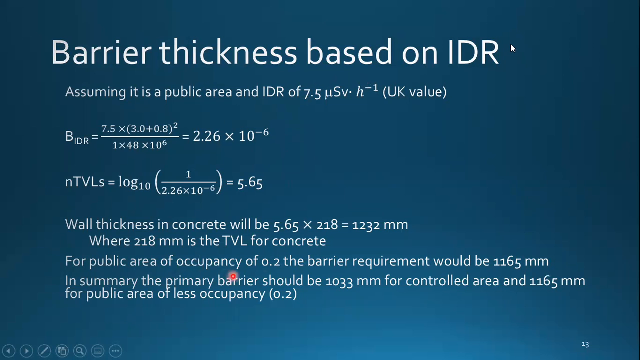And for a public area of occupancy of 0.2, the barrier requirement will be 1165 millimeter. I have not done this calculation, but if you look at the IAEA Safety Series 47, you can see this calculation there. In summary, the primary barrier should be 1033 millimeter as we first calculated for controlled area, and 1165 millimeter for public area of less occupancy, that is an occupancy of 0.2.